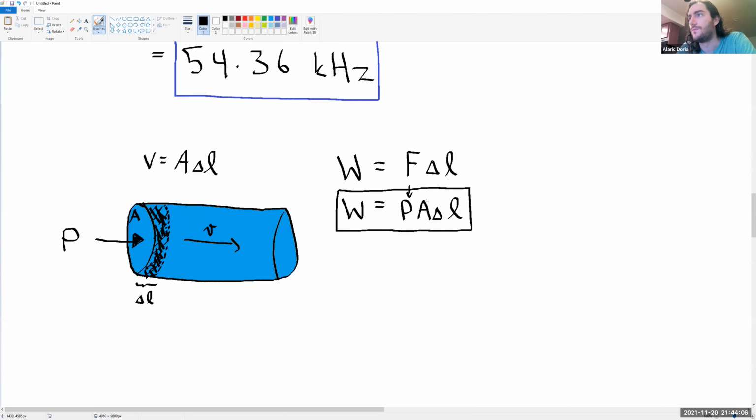So the amount of work that's done in moving a section of the fluid through a displacement delta L is the pressure times the cross-sectional area times that small length element along the pipe, delta L. Now you could imagine asking how much a fluid might flow through another region of the pipe.